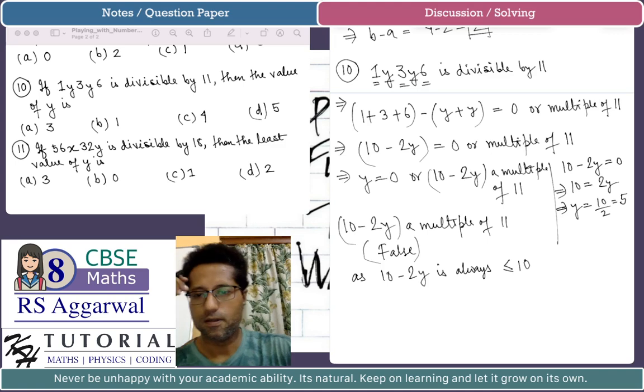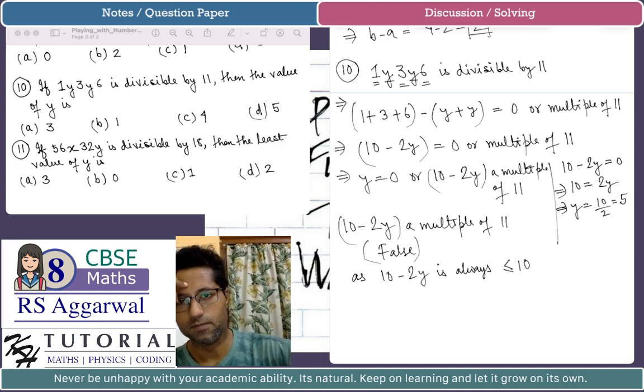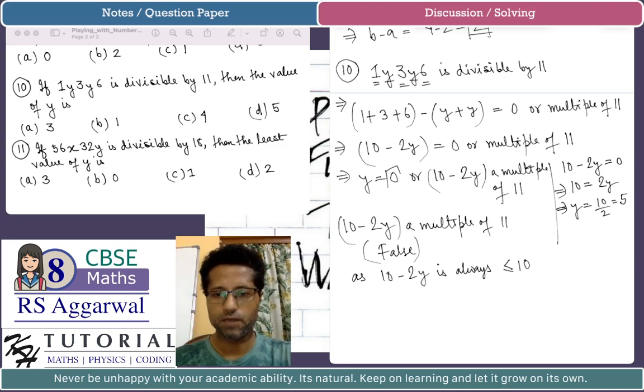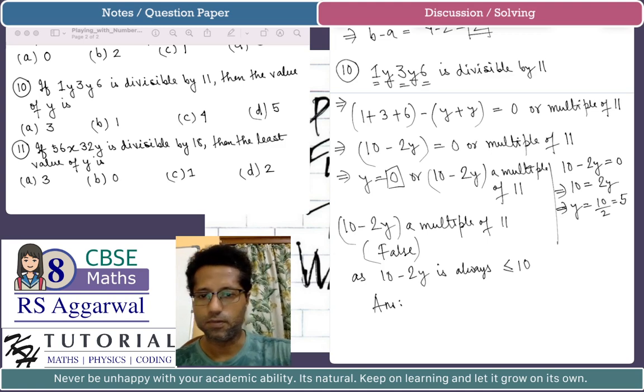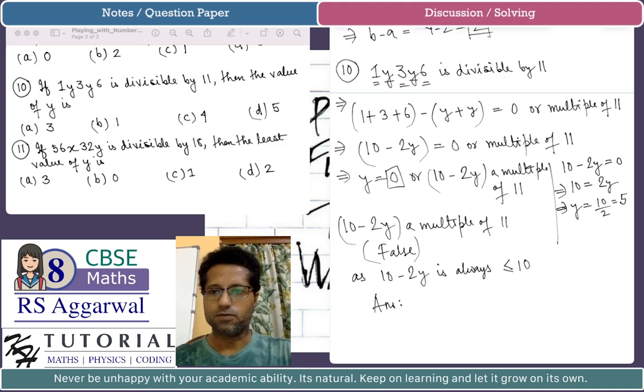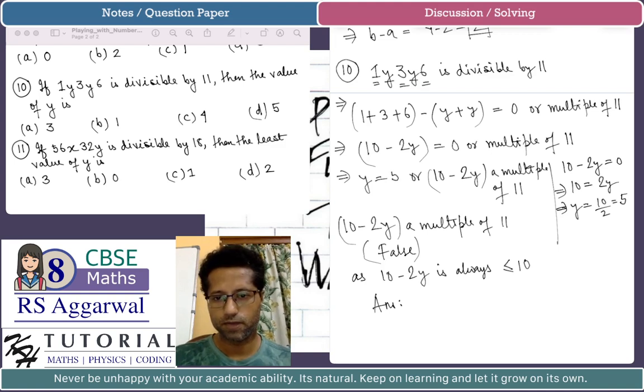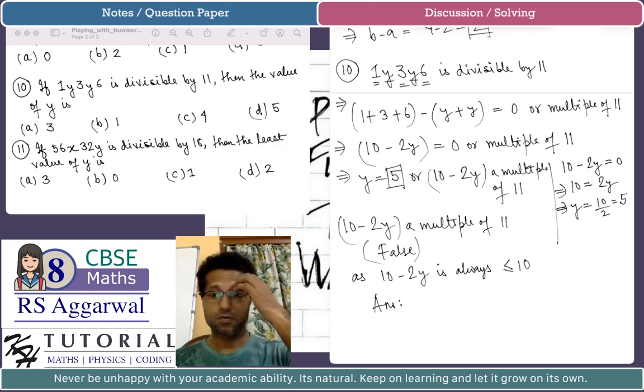So the only value of y that will make the given number divisible by 11 is y equals 0. So the correct choice is, sorry, what am I doing, y equals 5. Sorry. 10 minus 2y will be 0 when y is equal to 5. So y equals 5 is the only value. Okay, so the correct choice is D. D is the correct choice.